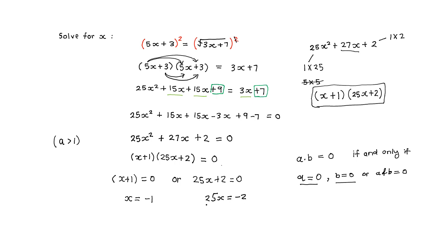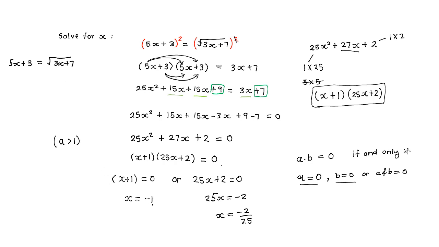And then the next step is to divide both sides by this 25 to get this x variable alone. So we're going to have x is equal to negative 2 over 25. Now, remember that when we started off with this, we just had 5x plus 3 is equal to the square root of 3x plus 7.